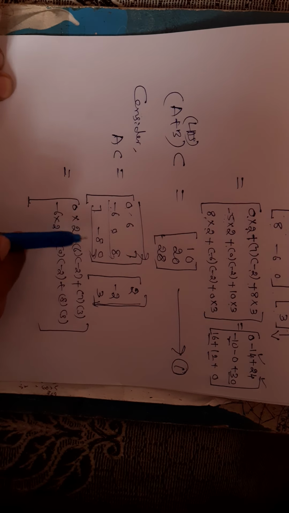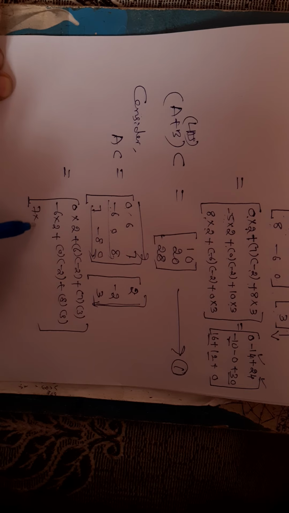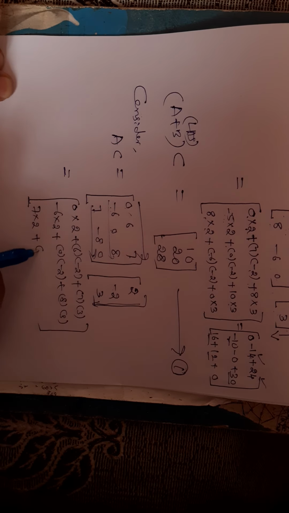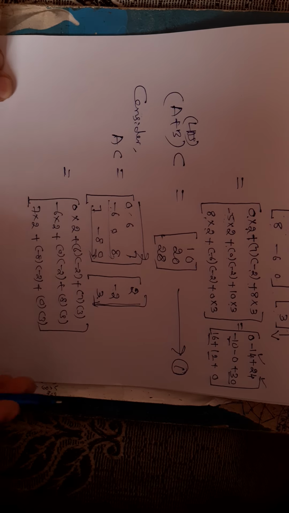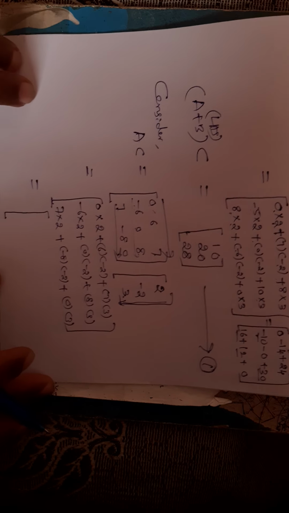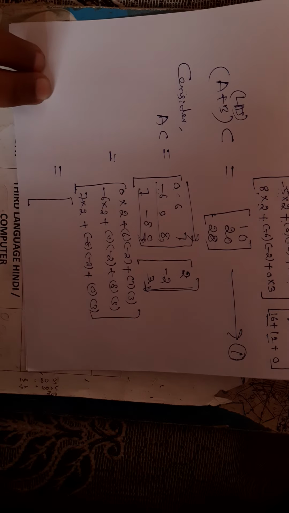Then the last row: 7 into 2. After practicing, you can write it directly. So minus 8 into minus 2, plus 0 into 3. Then what I will get in the next step, I will show here.